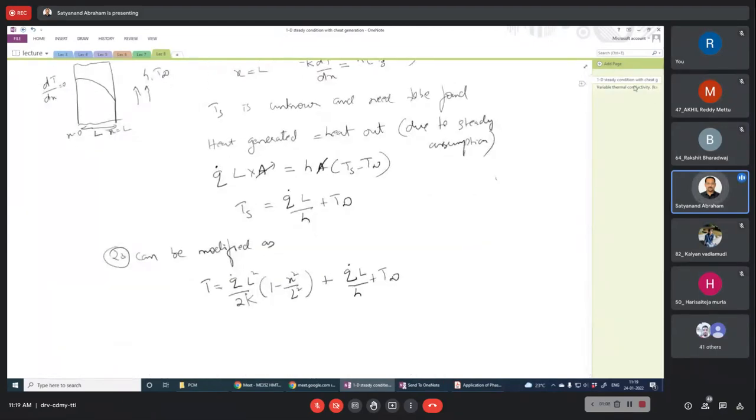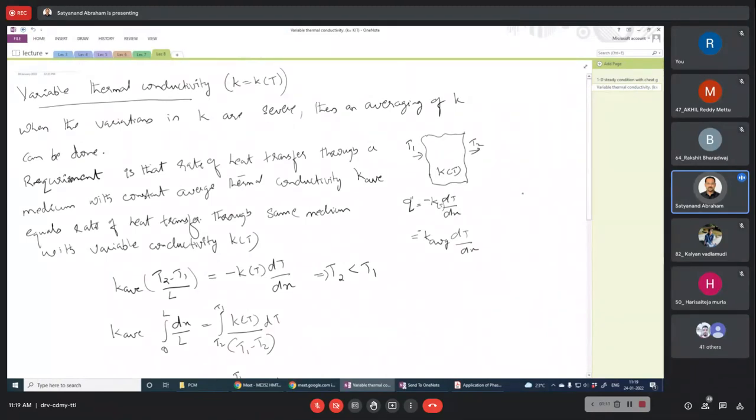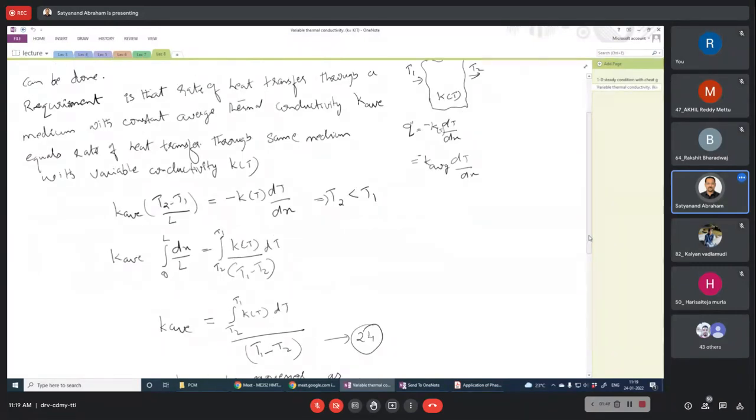Then we went on to see variable thermal conductivity. We said that the thermal conductivity, in many conditions, is a function of temperature itself. Rarely, in some systems, it might be a function of position also. That mainly happens for liquids; in solids it is very rarely a function of location. In these cases, it is a function of temperature, so we need to take this temperature variation of conductivity into consideration.